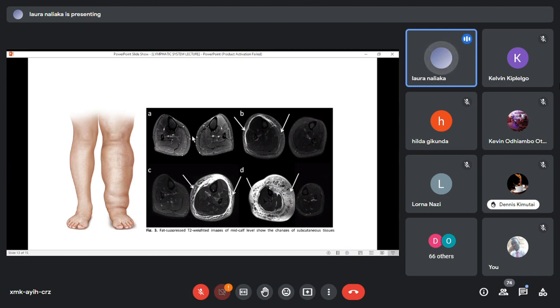So these are MRI images of the lower limbs, actually bilateral lower limbs. This is the right, this is the left, and you can see increased signal within the subcutaneous tissues as opposed to the muscles. This is the classical appearance of lymphedema, because the muscles are normal, but the subcutaneous tissue is full of fluid and it can easily be picked up on MRI. These are standard MRI images, axial images.